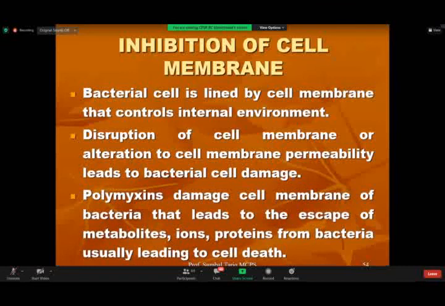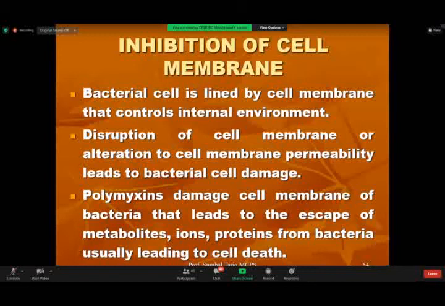तो bacterial cell wall, चाहे वो gram-positive bacteria हों या negative, all of them are lined by cell membrane, and this controls the internal environment of the bacterium. जहाँ कहीं भी there is disruption of cell membrane or alteration to the cell membrane permeability, this will also cause bacterial cell damage. That means that whenever you give an antibiotic and it can go and disrupt the cell membrane, it causes permeability to increase or causes bacterial cell damage and death occurs.